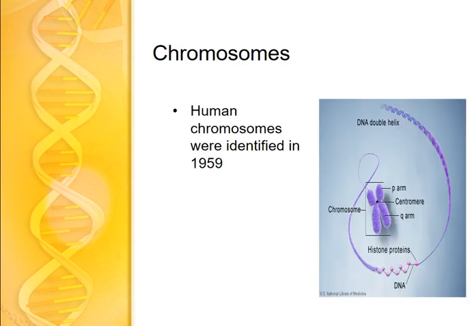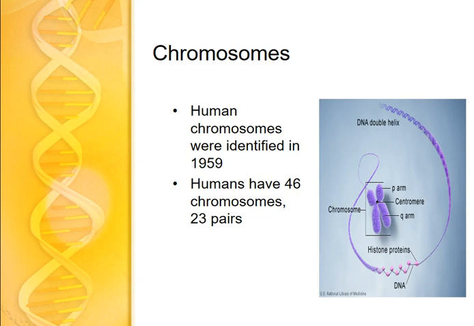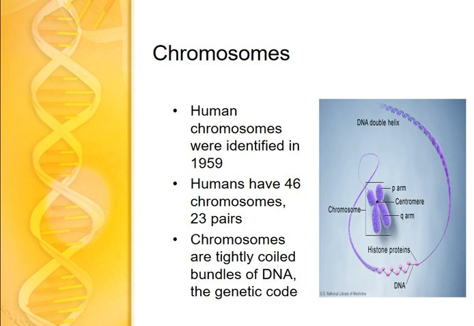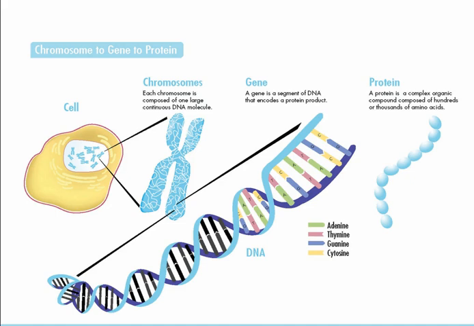Chromosomes were first identified in 1959. Humans have 46 chromosomes. They're in pairs. Chromosomes are actually very tightly wound bundles of DNA. Inside all the cells in our body, we have our chromosomes, and chromosomes, as I said, are very tightly wound DNA, and the DNA codes for protein.